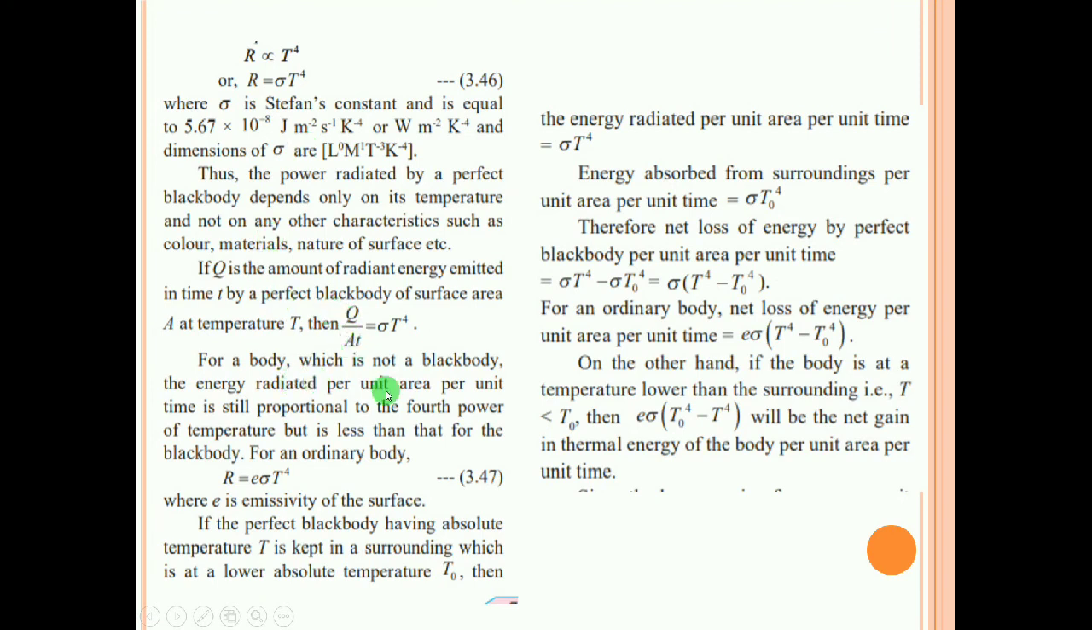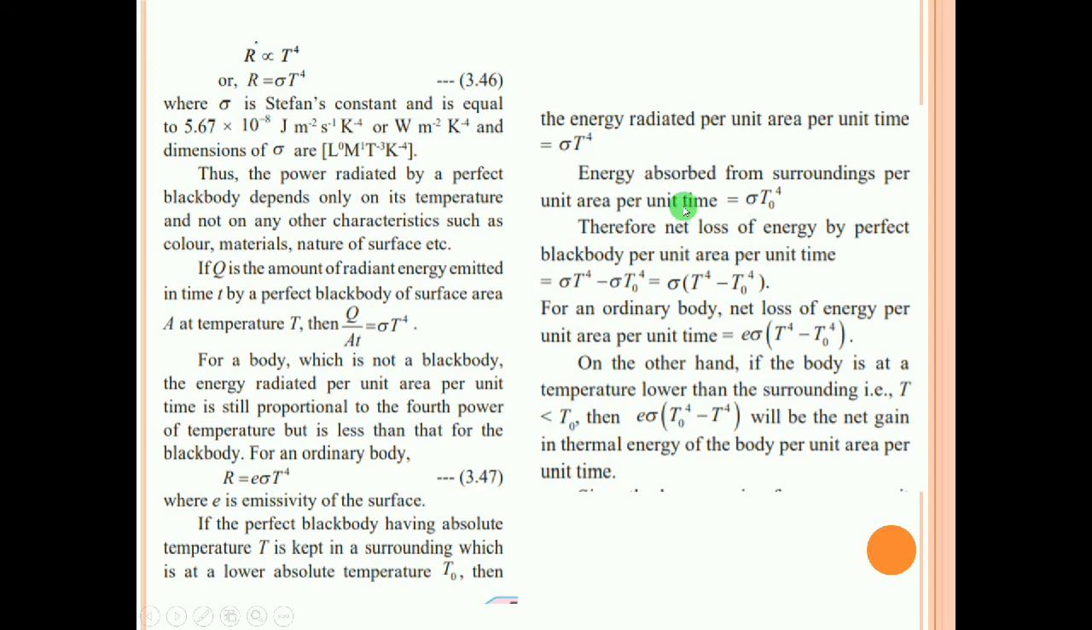In the case when we consider an ordinary body, we replace R is equal to sigma T raised to 4 by R is equal to E into sigma T raised to 4. This E is emissivity, or coefficient of emission. So for an ordinary body it can be any value. For a perfectly black body it will be 1. That's why we are not writing it here, because it is 1. So for an ordinary body you have to write this E value here. So R is equal to E times sigma T raised to 4.